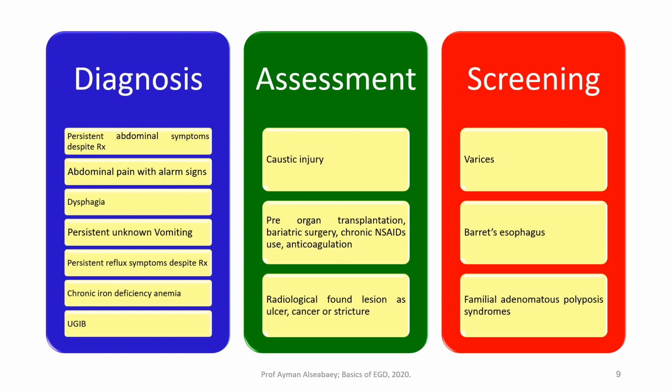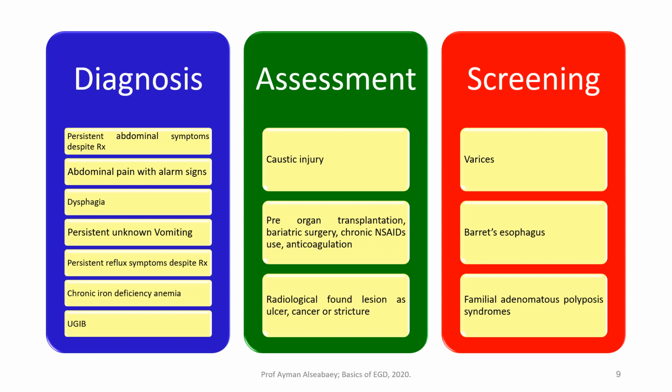Also, before bariatric surgery, you should do endoscopy, and the recent guidelines recommend this because you may find congenital anomalies or pathology which prevents doing the surgery. If a patient will undergo chronic NSAID use, for example for rheumatoid arthritis, you should have a baseline endoscopy, especially for the presence of ulcer, and likewise with anticoagulation.